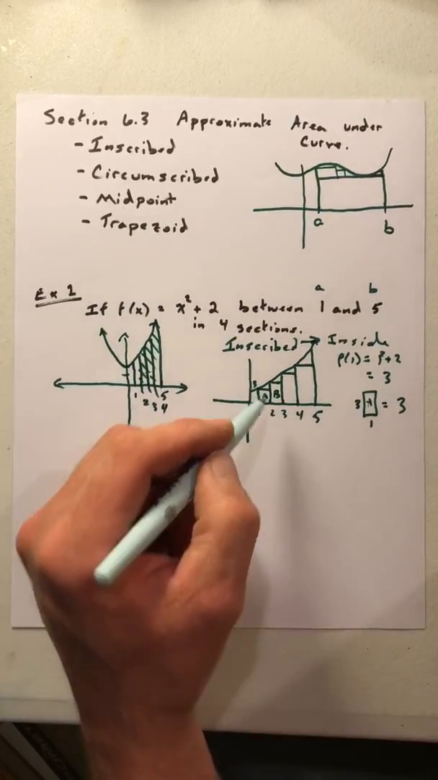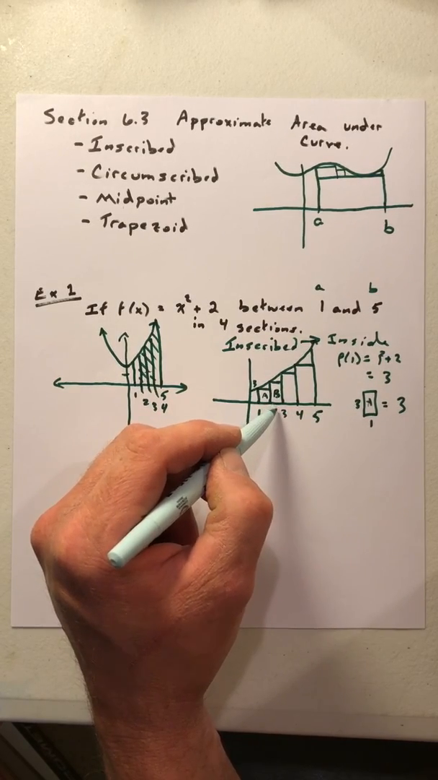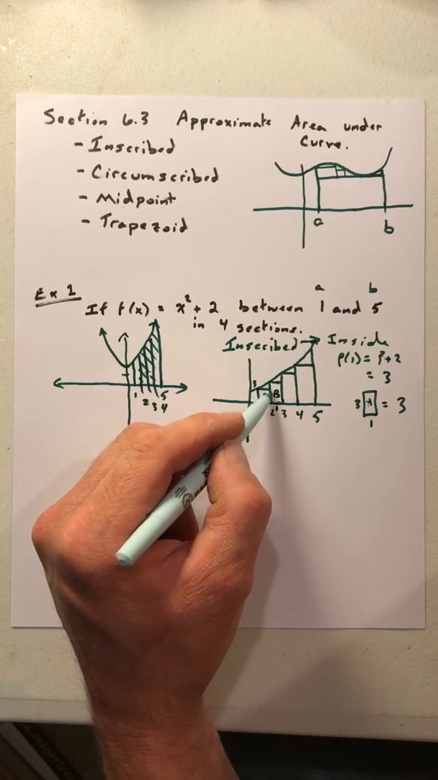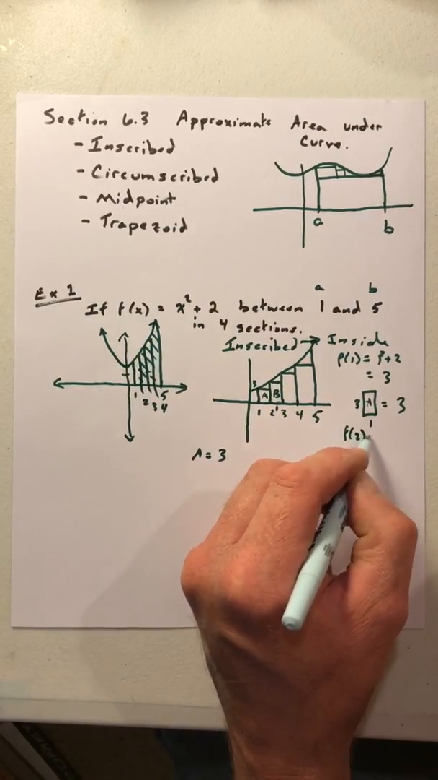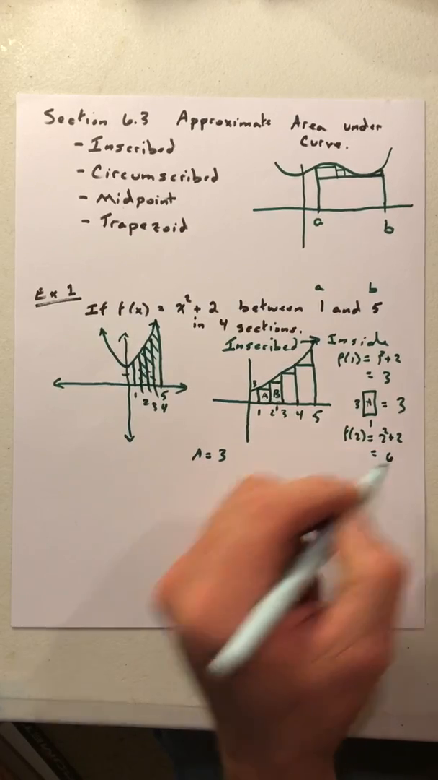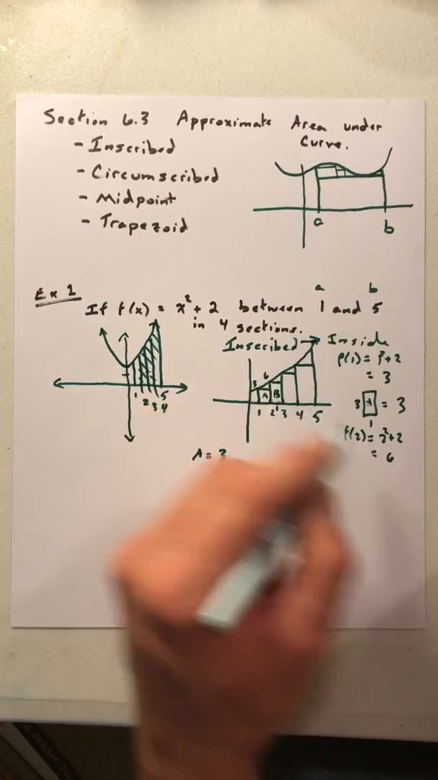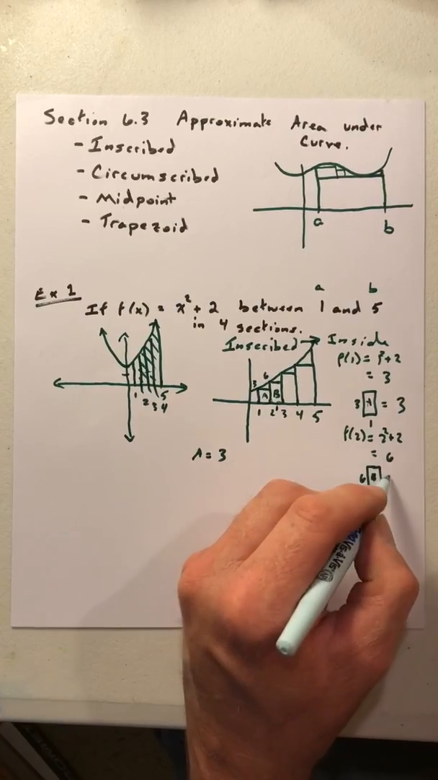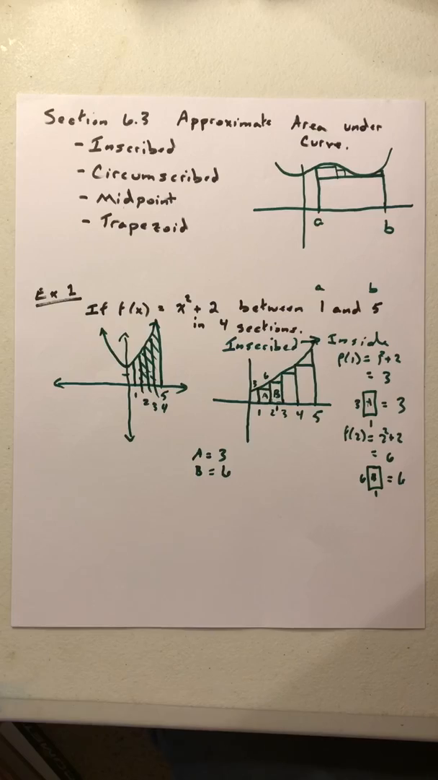We'll call it B. Here, again, my width is still 1 from 2 to 3, still 1 wide. Now how tall is it? Well, now if I plug 2 into the function, if I find f of 2, that gives me 2 squared plus 2. 2 squared is 4 plus 2 gives me 6. So now my height is 6. So now B's dimensions are 1 by 6, or 6 units. So I come off to the side, and I got now B equals 6.